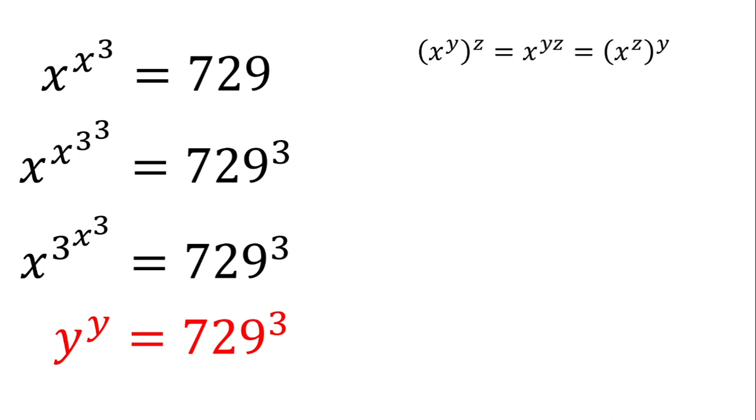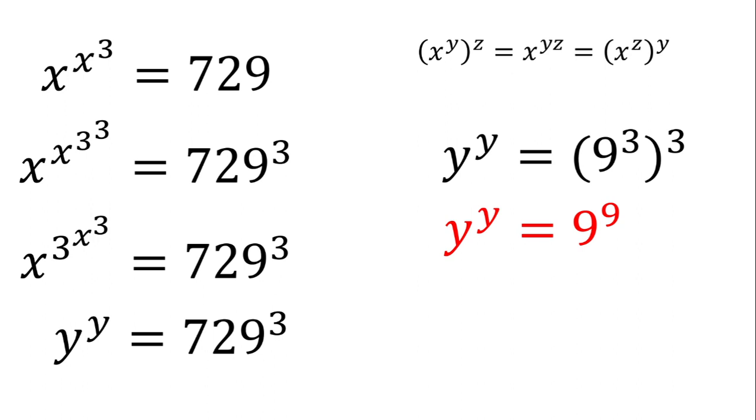Now, what's interesting about 729 is if you're like me and you memorized a good amount of your squares and your cubes and your square roots and your cube roots, you may know or recall that 729 is equal to 9 cubed. So that allows us to write the equation y to the y equals 9 cubed to the 3. And once again, looking at our rules of exponents, we can simply multiply, and now we have y to the y is equal to 9 raised to the power of 9.